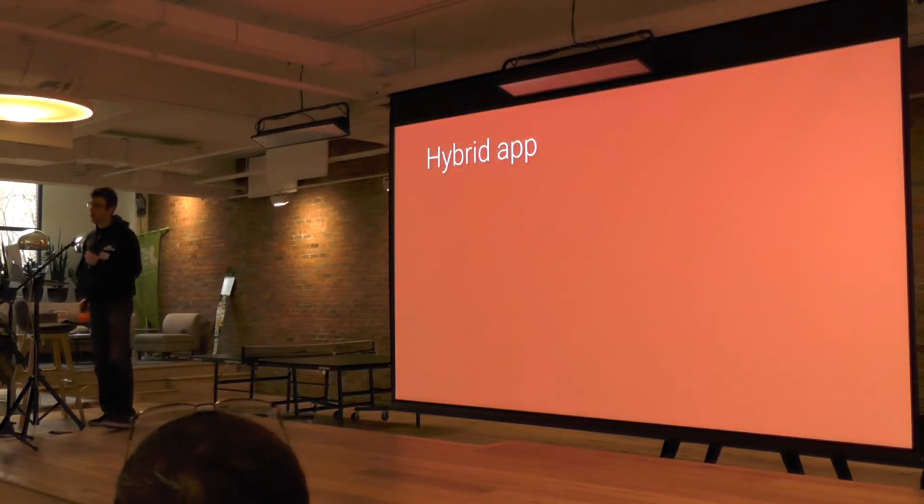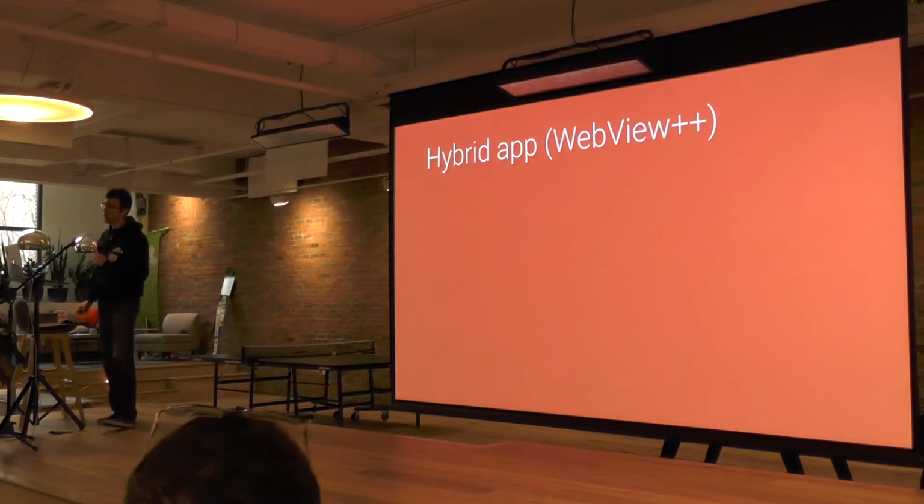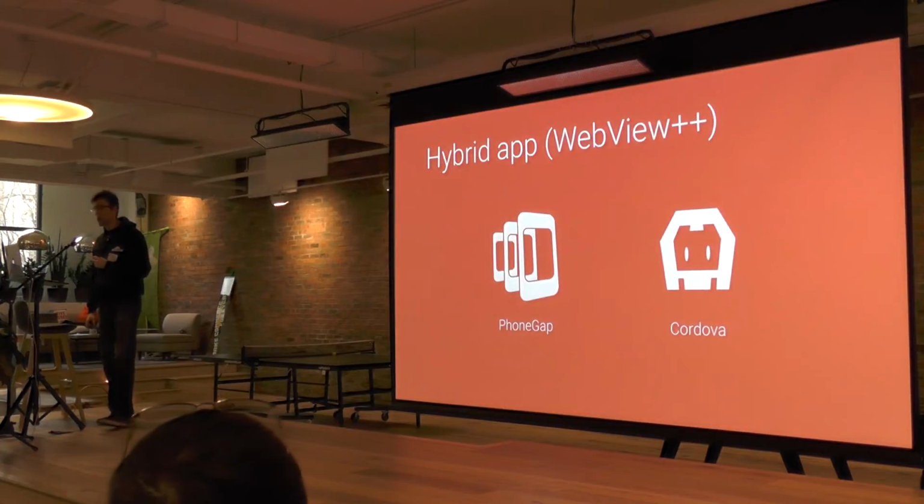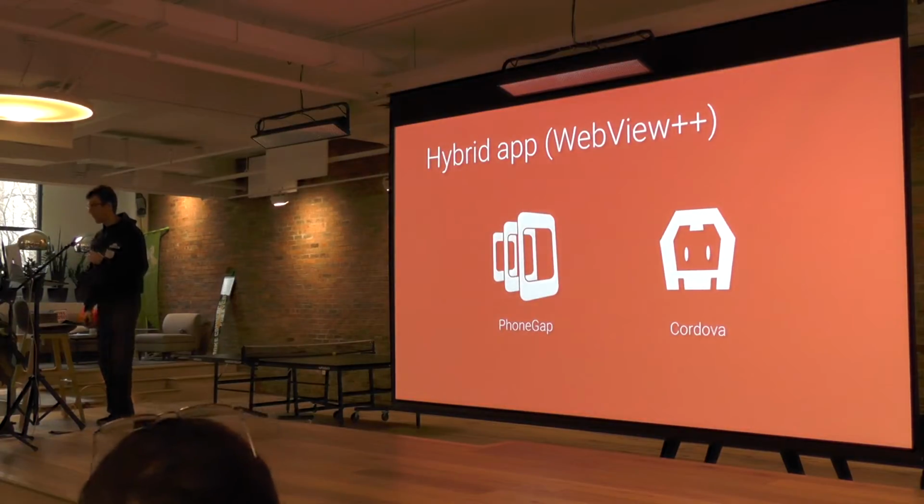So I'm going to take a minute to talk about hybrid apps. Hybrid apps are basically just really advanced web views. For this, the server will send down HTML, CSS, and JavaScript, and the app will try to look and behave like a native application. Some example frameworks for this are PhoneGap and Cordova.